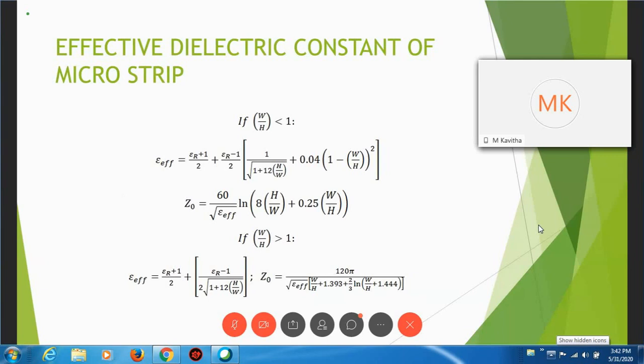We need to consider two cases: W by H less than 1 and W by H greater than 1. These conditions can be chosen depending upon the application. And next slide.